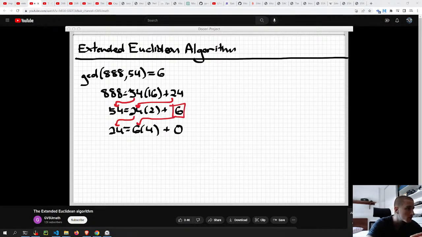So we're going to use this fact that 6 is the GCD of 888 and 54, as well as the results of the process, to do something interesting with this GCD. I'm going to draw a little line right here and work with the two equations you see above that line, starting with the number 6 here. I claim that I can write 6 as a sort of combination of 888 and 54. Let me show you what I mean by that.